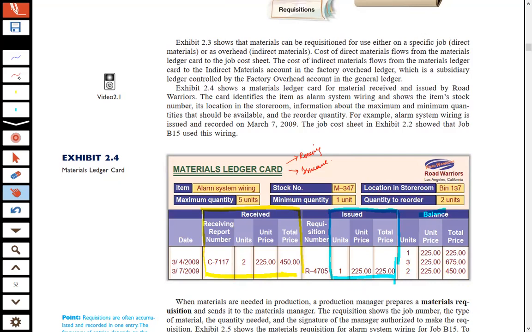For managerial accounting purposes, the maintenance of the material ledger card is also known as bin card. It is known as bin recording, bin card. Clear? Yes, this is the old concept. Bin means basket or bucket, where something goes in and goes out. Therefore, it is also known as bin card.